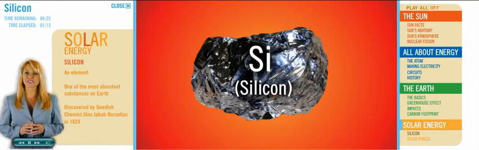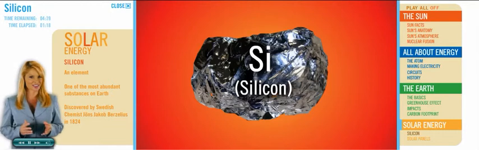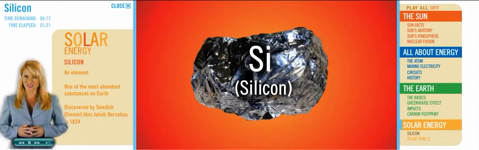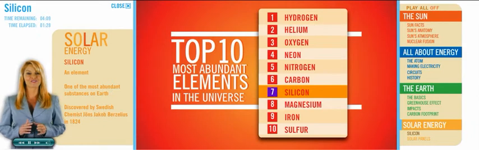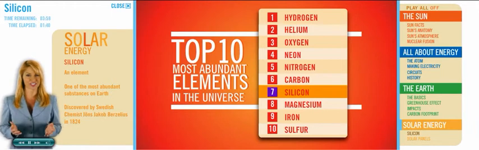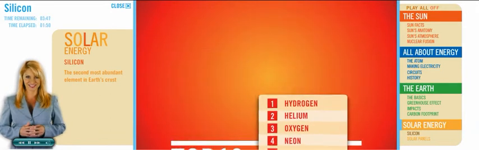Let's take a minute and explore silicon more thoroughly, since it plays such a significant role in solar energy, and as you'll find out, so many other things we use every day. The silicon story begins back in 1824 with its discovery by a Swedish chemist. It's officially the 7th most abundant element in the universe, following hydrogen, helium, oxygen, neon, nitrogen, and carbon. Just in case you're wondering, magnesium, iron, and sulfur round out the top 10. It's the 2nd most abundant element in the Earth's crust, right behind oxygen.